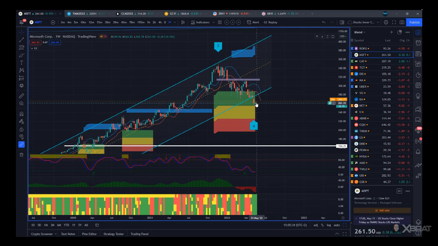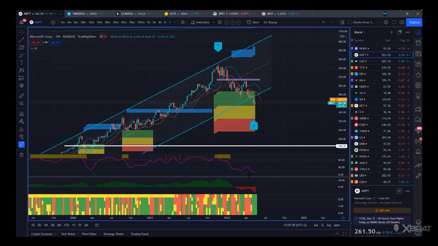If this support holds and we move back through this 6-4 moving average high, around about 294, maybe 300 to keep it safe, there's a fifth wave move on there. We can see the false breakout stochastic on the top there, these yellow dots. It's pulled back, it's just crossed over in the oversold zone. So again, we're looking at longer term investments in Microsoft right now.